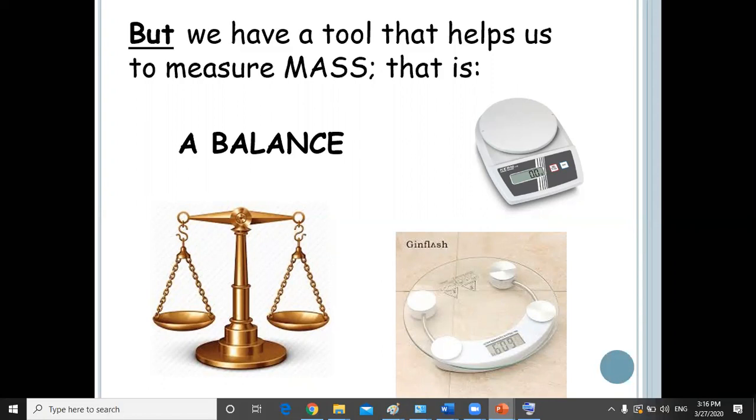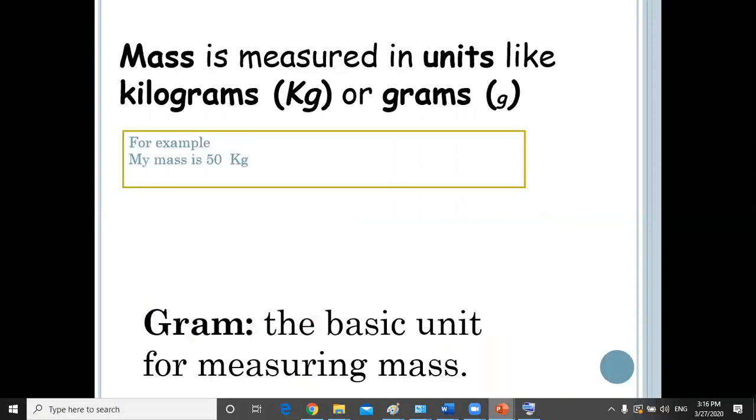And as we know, some objects are light and some objects are heavy. When I say my mass is 50, you have to tell me 50 what. So we use many units for mass. Sometimes we use kilogram and sometimes we use gram. So mass is measured in units like kilogram and gram.